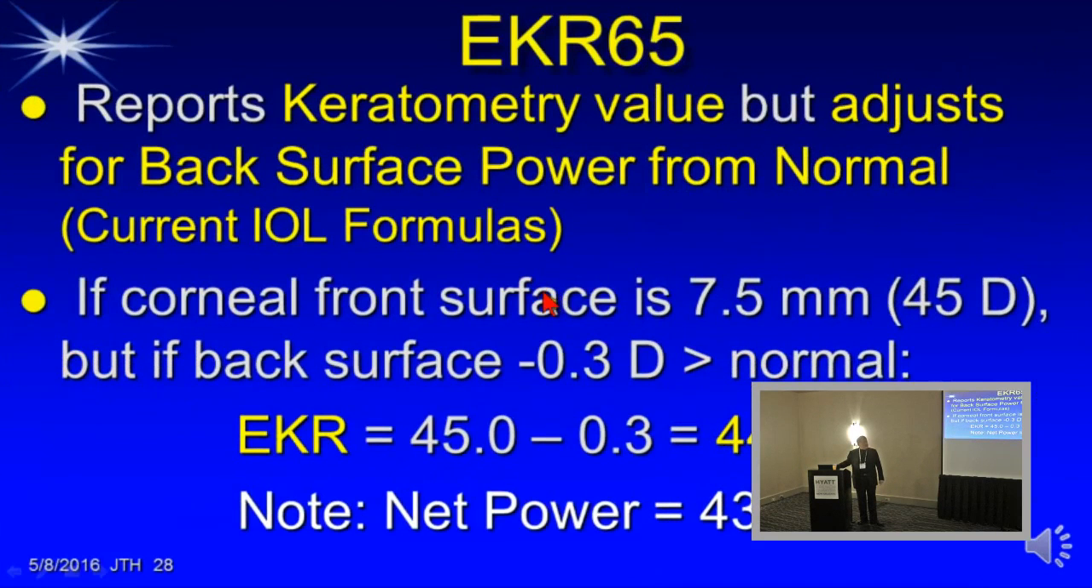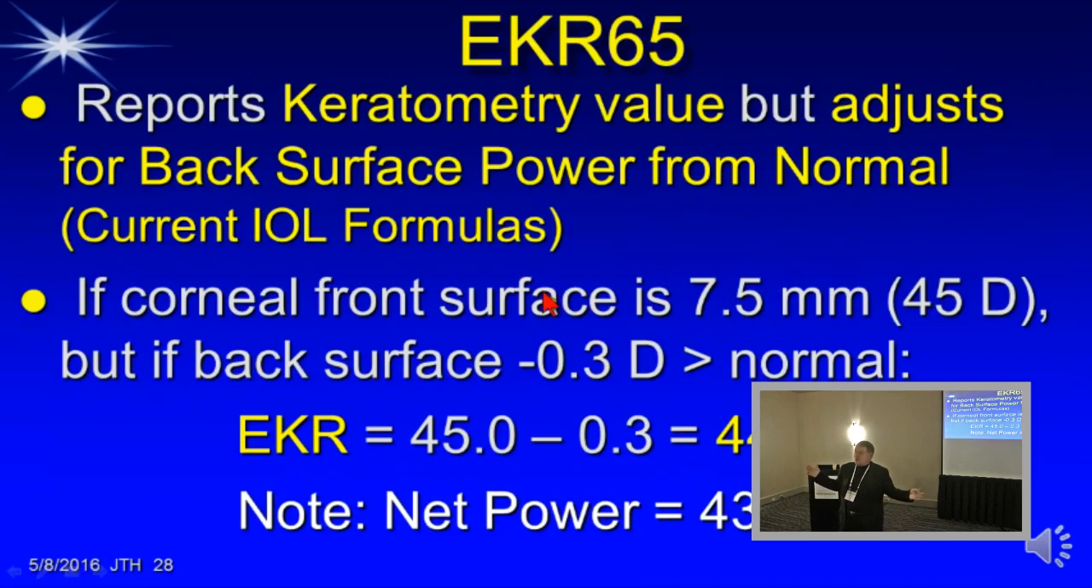All right. And as I was pointing out to you, what the EKR 65 does, if you have a normal cornea and your back surface power is normal, you'll get the same value on the EKR 65 on the 4.5 millimeter zone as you get on the keratometer.